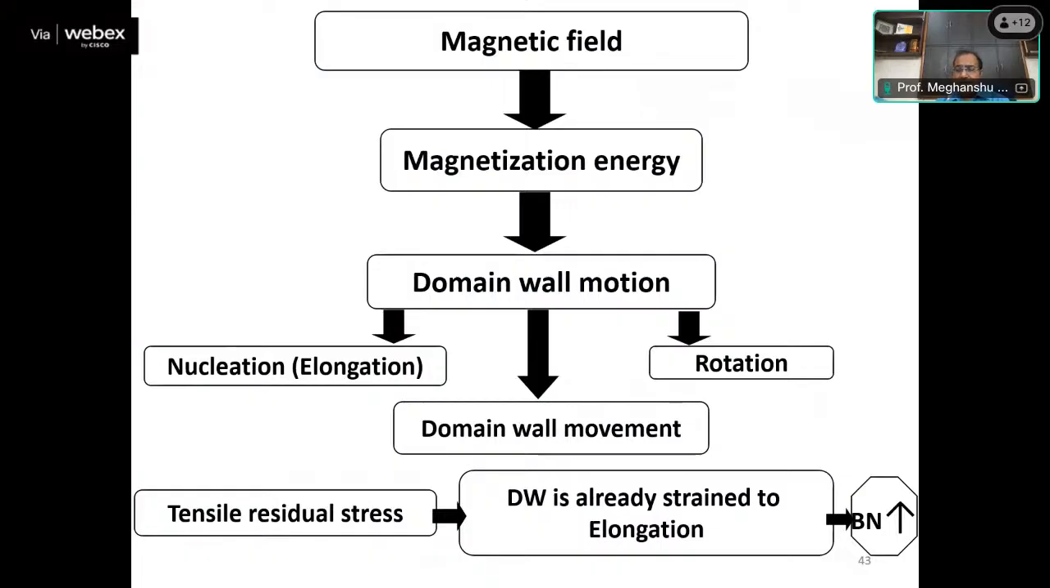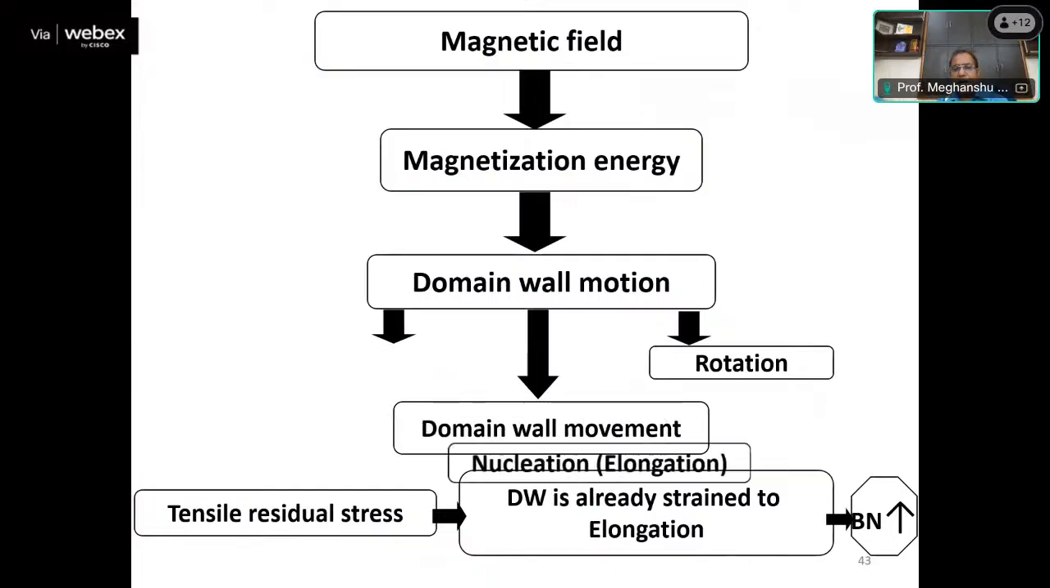And in case of the second component, that is the ground component, what will happen? Tensile residual stress has elongated the cracks, the porosity, the void, the grain boundary. They have also elongated the domain wall. I repeat, induction of tensile residual stress will elongate the porosity, void, microstructure, grain boundary, and in a similar way they have also elongated the magnetic domain wall.